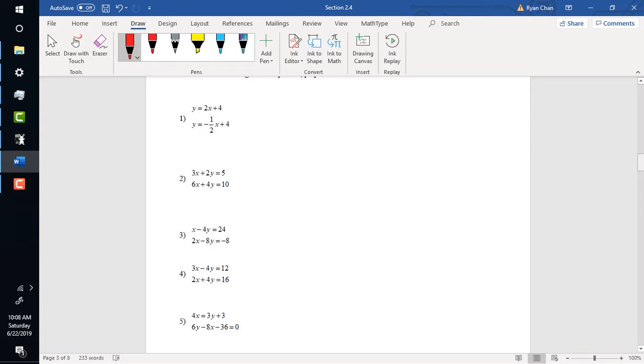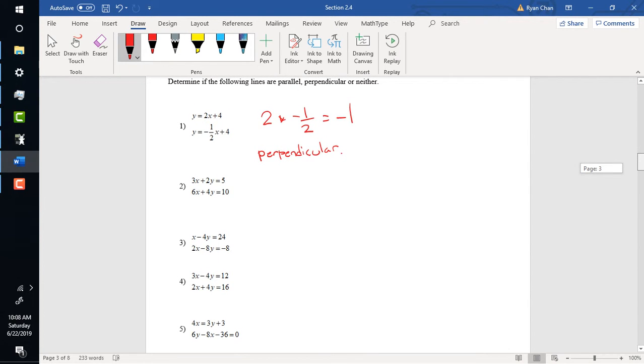We notice that this one's definitely perpendicular, because if I do 2 times -1/2, I get -1. So therefore, number 1 here is perpendicular. One thing that should be pretty straightforward is if you get either parallel or perpendicular, you don't need to check for the other, because there's no way possible that being parallel and perpendicular can exist at the same time. So yeah, it's always one of those three options.